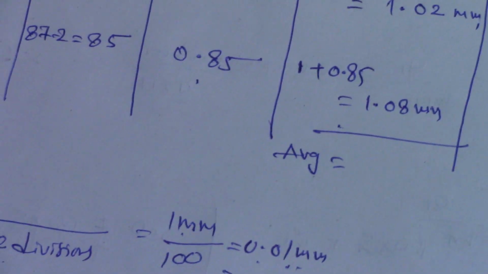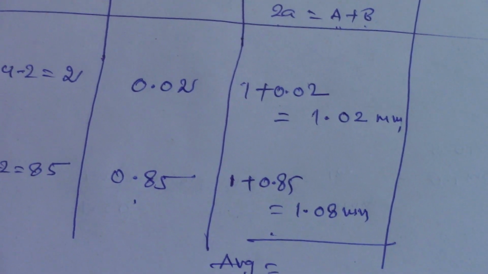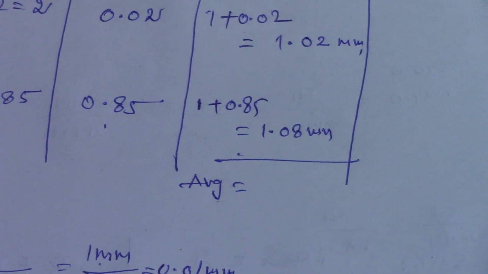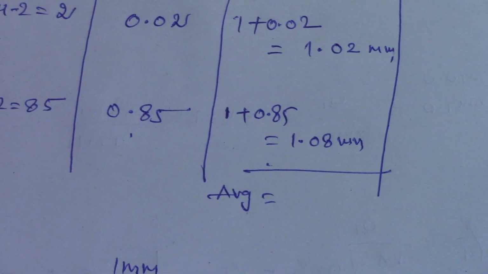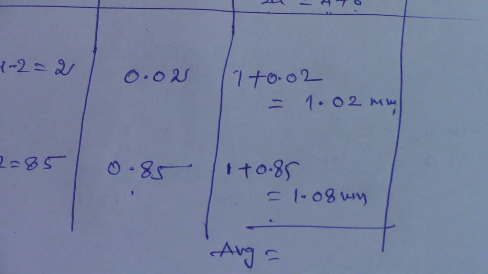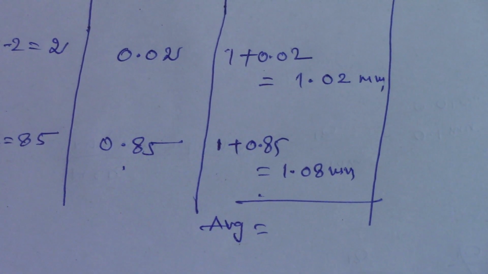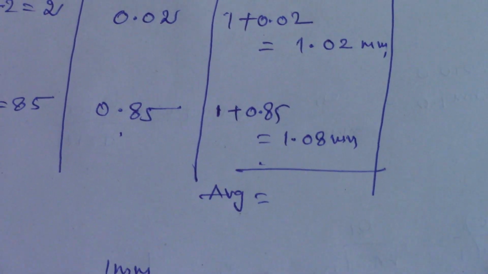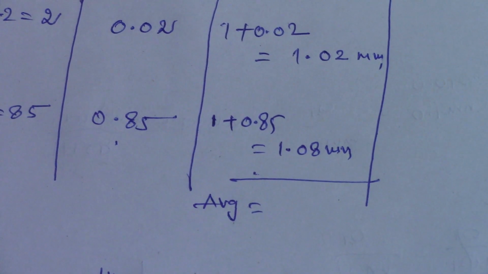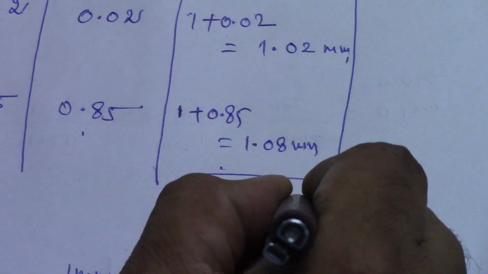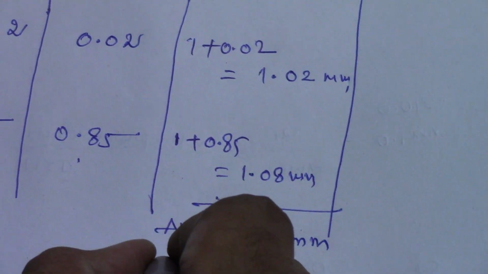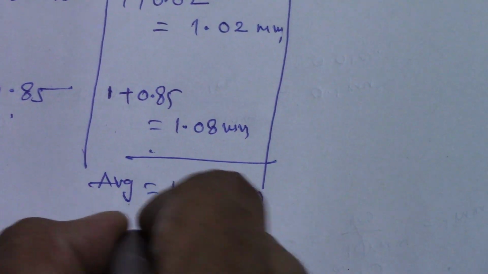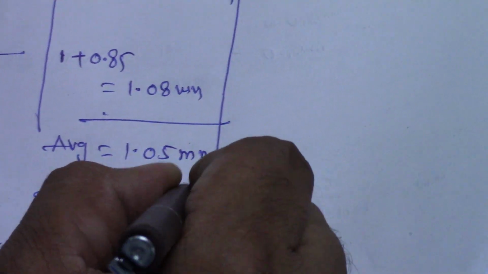So the average becomes 1.02 plus 1.08 divided by 2, that is 1.05 mm. Convert this into centimeters, students. Actually, this average value is the diameter of the wire. This is the diameter of the wire.